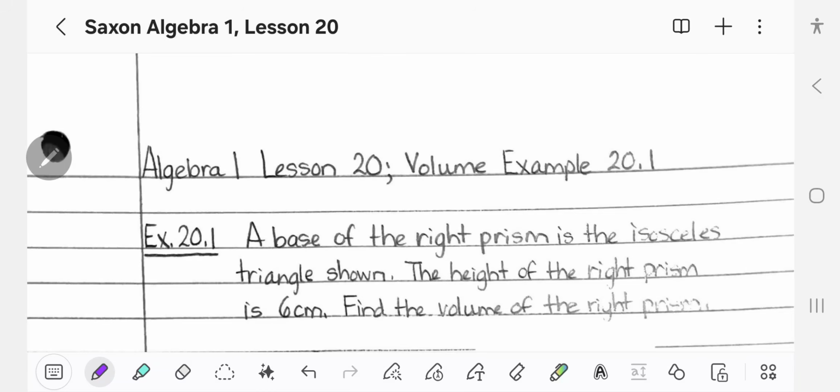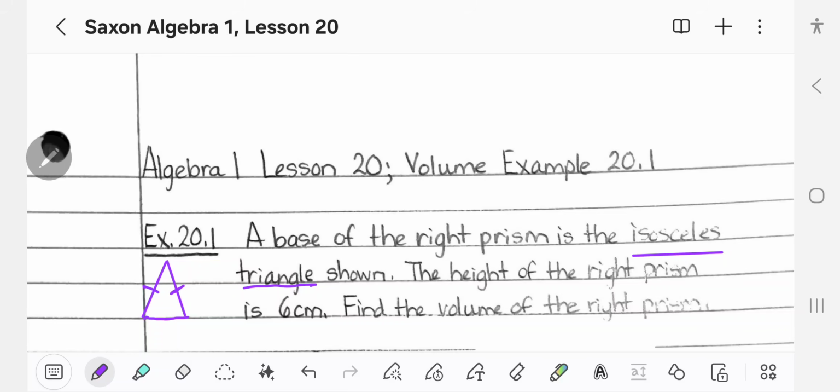This is Algebra 1, Lesson 20, Volume. We're going to be doing the first example in this section. A base of the right prism is the isosceles triangle shown. Now remember, when we're talking about an isosceles triangle, we're talking about a triangle that has at least two sides that are equal to each other. So if these two sides are equal, that would be an isosceles triangle.